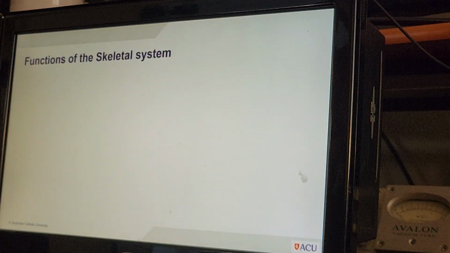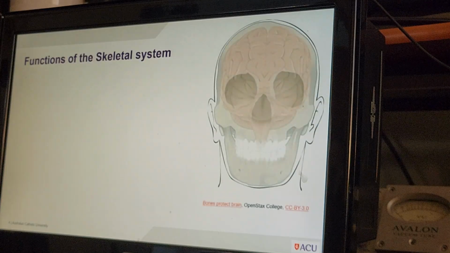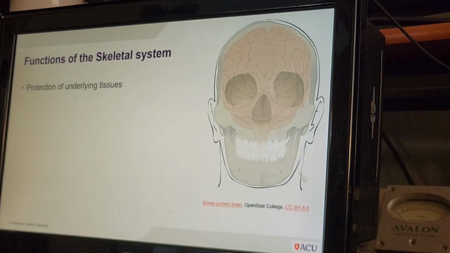So let's look at the functions of our skeletal system. Firstly, a major function of the skeletal system is to protect the more delicate or soft tissue that's underlying the bones. A good example is the skull bones protecting the brain. Another good example is the sternum and ribs protecting our heart and lungs.